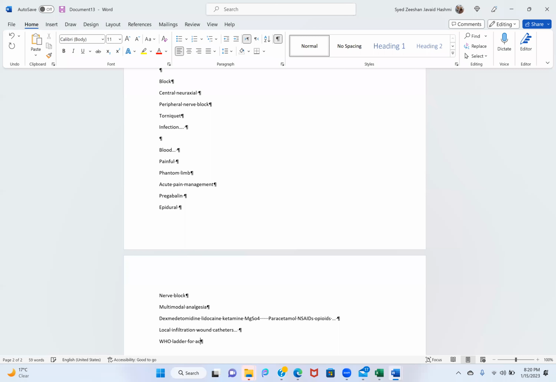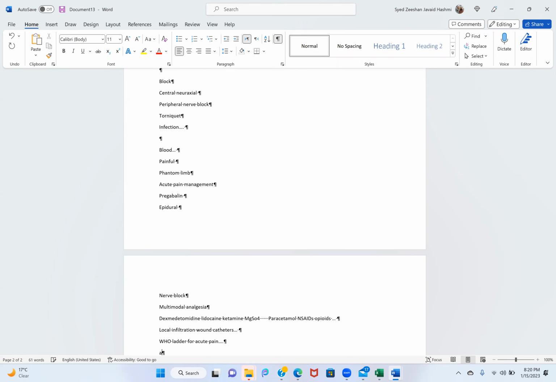So the difference between the WHO ladder for chronic pain and for acute pain is that the chronic pain ladder starts from the minimum and grows up, and the WHO ladder for acute pain is in the reverse direction. You start with the maximum, and then you come down. So you have to start with all these drugs which I've told you about in a combination, and then you gradually come down.